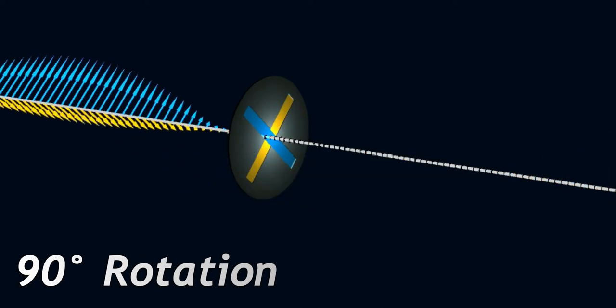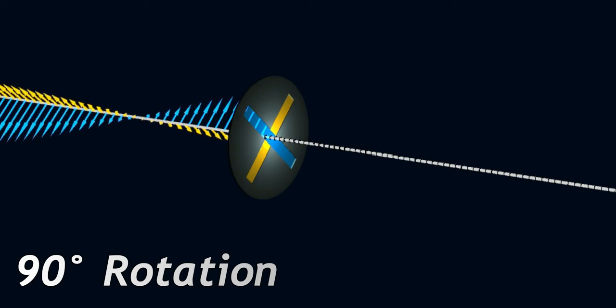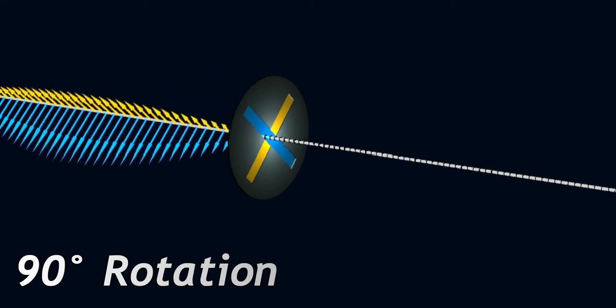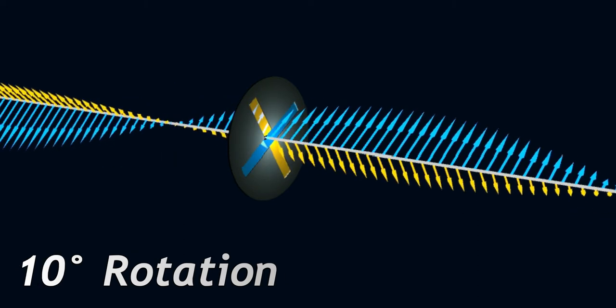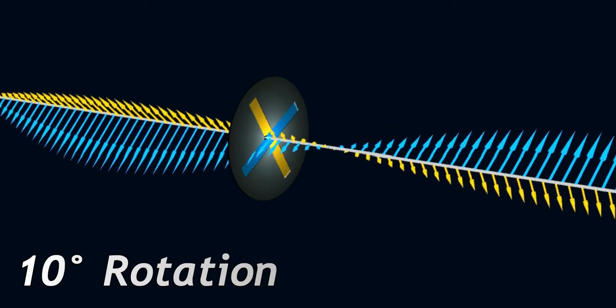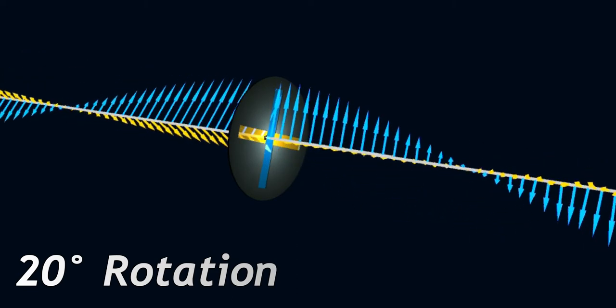Instead, if the filter is rotated by 90 degrees, no radiation comes out from it. For all the angles in between, a portion of the original wave can travel through the polarizer. The new amplitude is equal to the old one projected in the new direction.